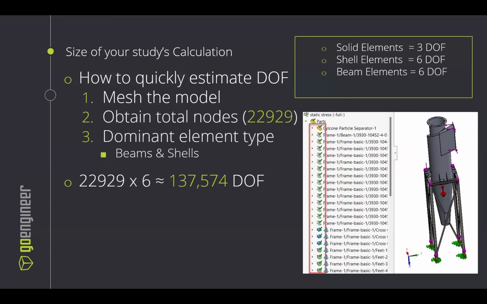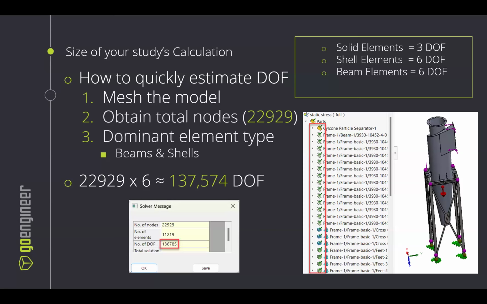To find out roughly how many degrees of freedom, just multiply the number of calculation nodes, the 22,929, by 6, and we get 137,000 roughly. That gives us a better understanding of the size of the model. We'll tell you how that equates to an amount of RAM in a moment. But if you look here at the solver messages, I went ahead and meshed it and ran this, and we can see that the exact number of degrees of freedom is 136,000.7. So yeah, I was in the ballpark, pretty close enough for jazz.